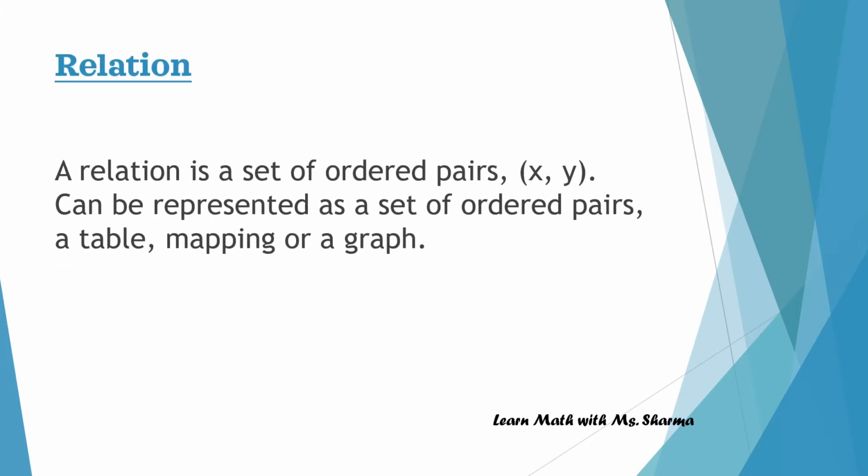Relation. A relation is a set of ordered pairs x, y. X is the first number, y is the second number. Think about alphabetical order. X comes first, then y. Can be represented as a set of ordered pairs, table, map, or a graph. So there's 4 different ways you can represent a relation.